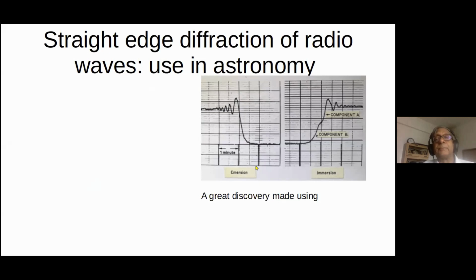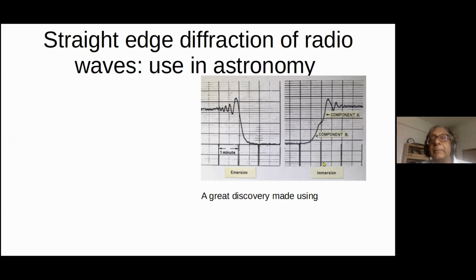By the way, the moon moves relative to the stars. We all know that in the Indian tradition, the moon visits 27 stars during a month. But fortunately, the moon also visited this object called 3C273, this mystery object, which was only known as a source of radio waves. And now, if there had been no straight edge diffraction, you would have had a sharp step.